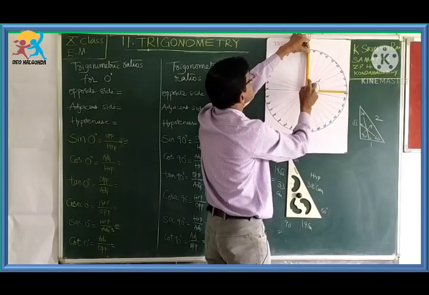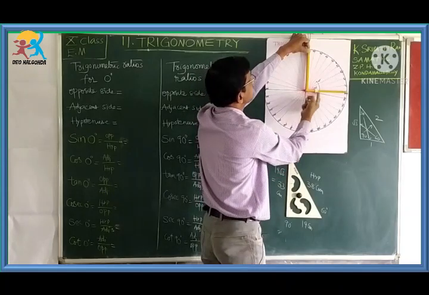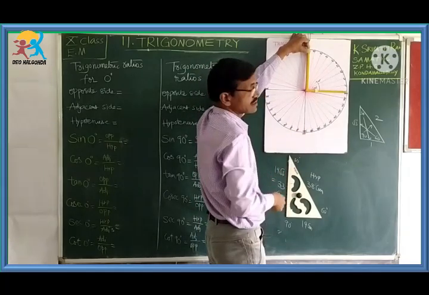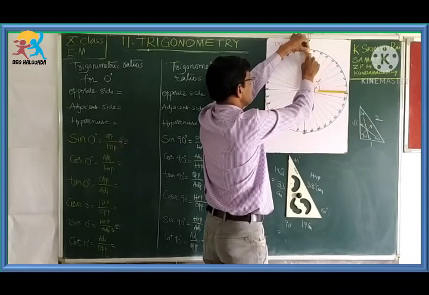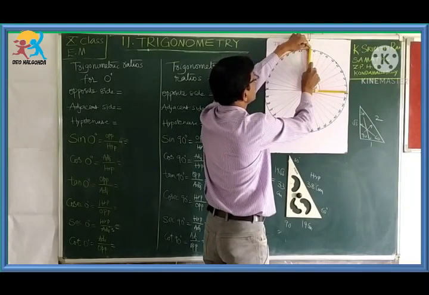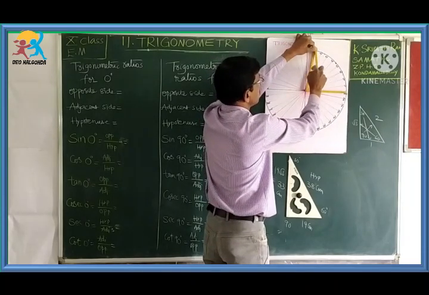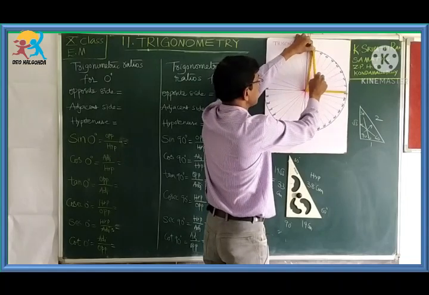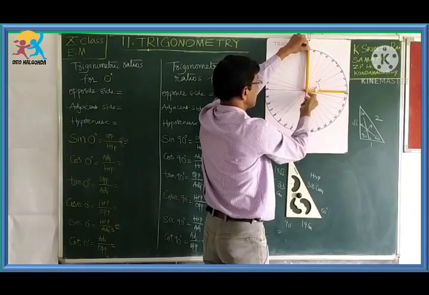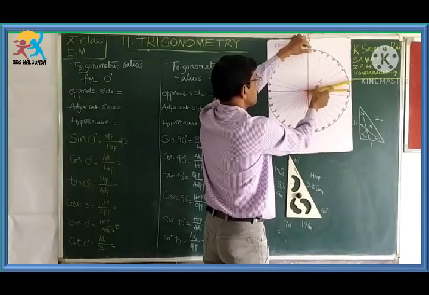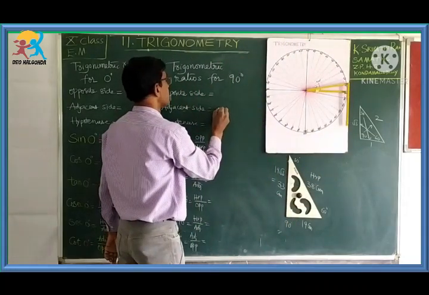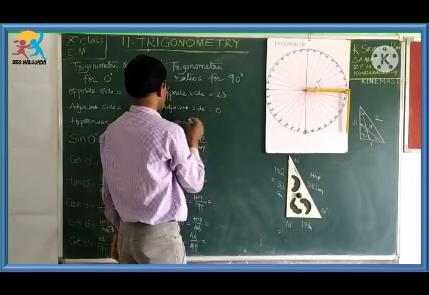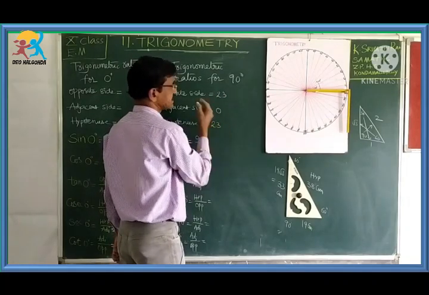Still, if we take a 90 degrees angle, there is no adjacent side. So the adjacent side becomes 0, and the opposite side and hypotenuse become equal. Here, in this case, the opposite side and hypotenuse are both 23 centimeters. So the adjacent side is 0, the opposite side is 23, and the hypotenuse is also 23.